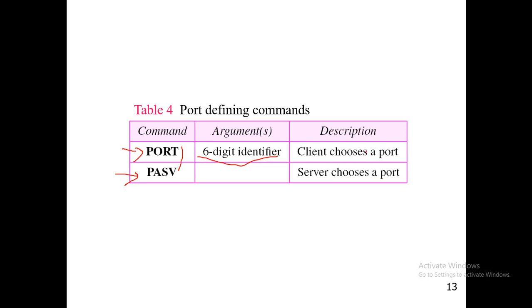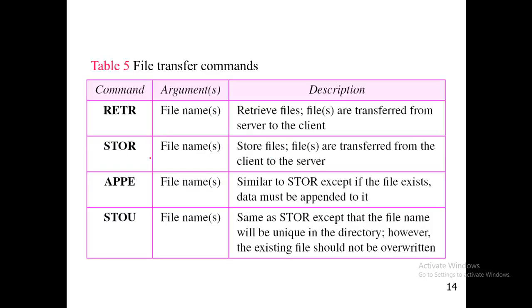It chooses a port, but one is for the client and the second one is for the server. So this is for the client and this is for the server. The client will only use this command, and the server will respond with this command, because you know that the server is mostly passive, and the client is mostly actively open at the very start.